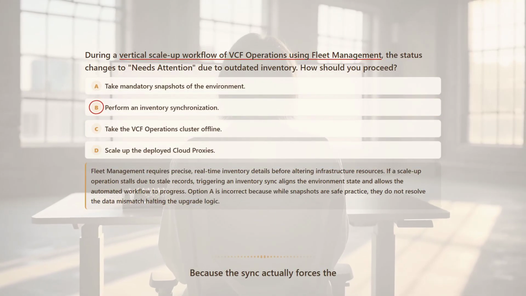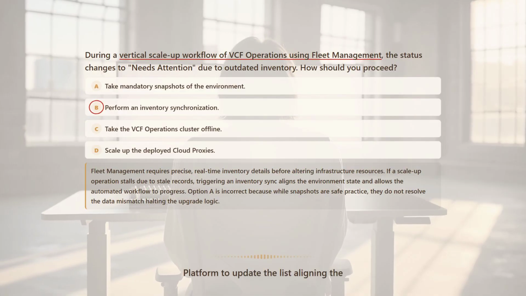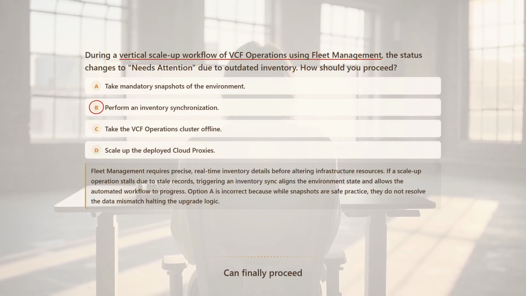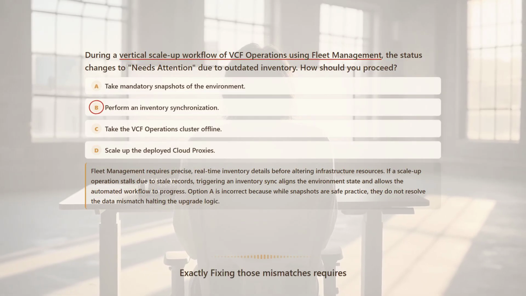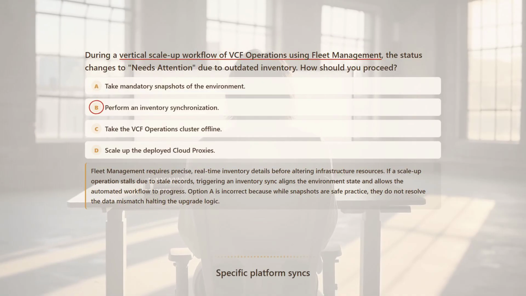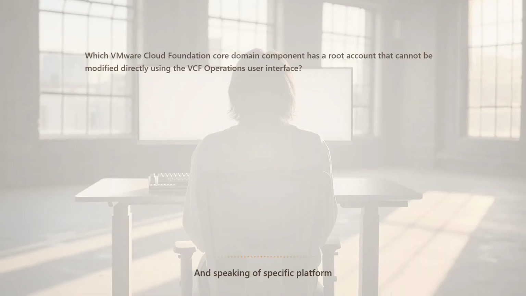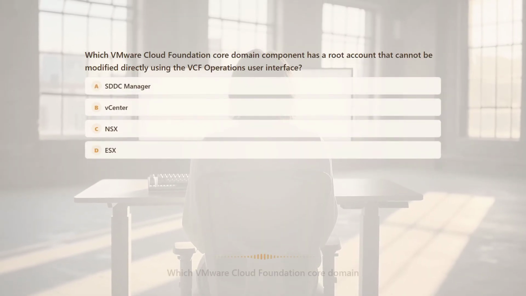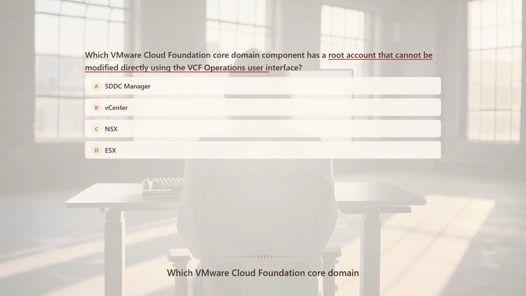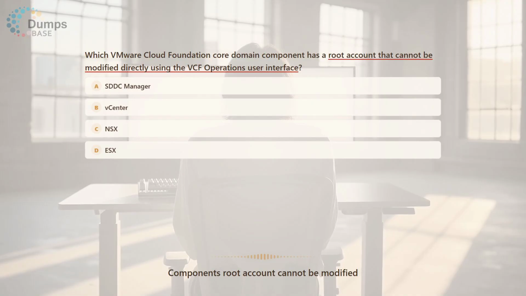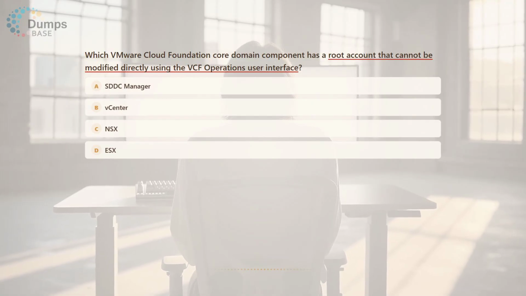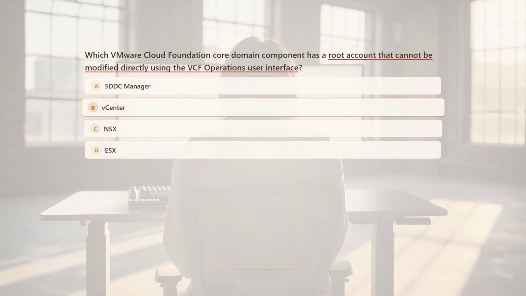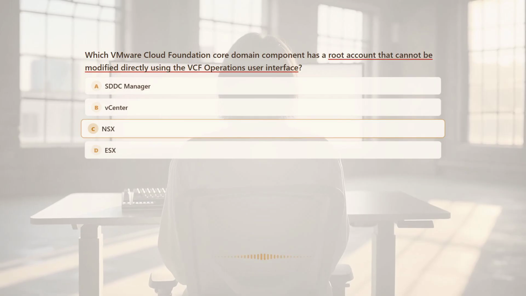Because the sync actually forces the platform to update the list, aligning the real-time state so the automated logic can finally proceed. Exactly. Fixing those mismatches requires specific platform syncs. You have to update the actual data. And speaking of specific platform architecture, let's look at question 5. Which VCF core domain component's root account cannot be modified directly in the VCF Ops UI? Is it A, SDDC Manager, B, vCenter, C, NSX, or D, ESX?